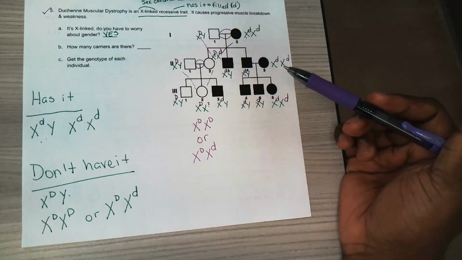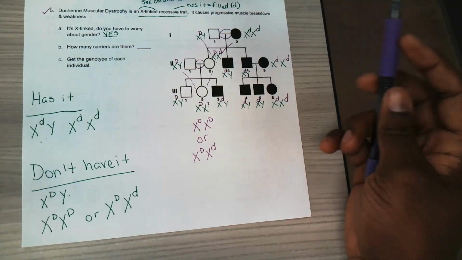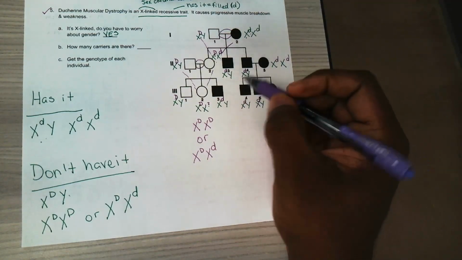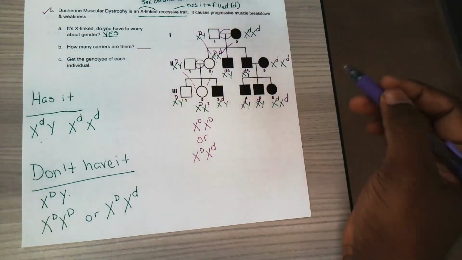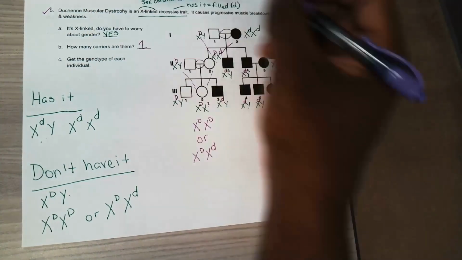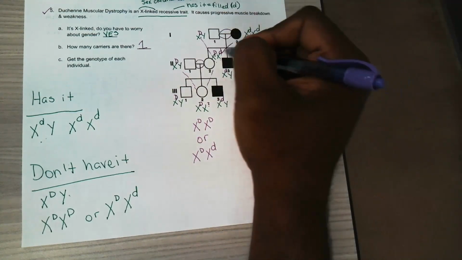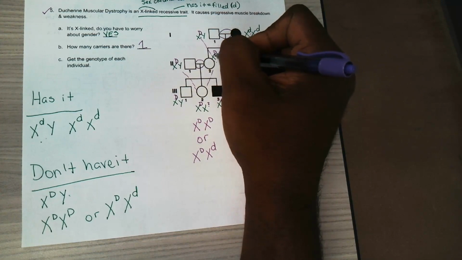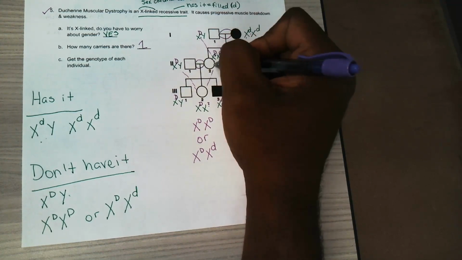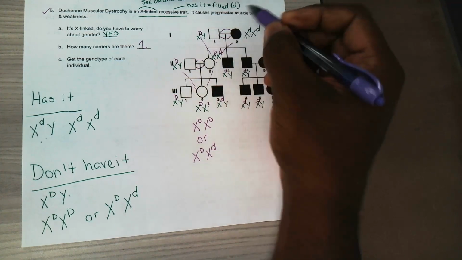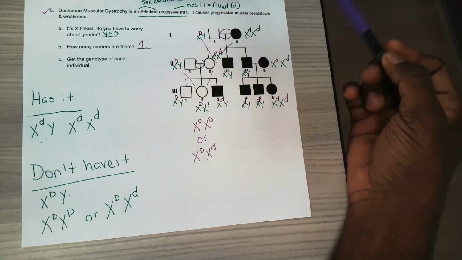So just remember, sex-linked traits are only carried on the X, which is why you don't see anything after the Y. And then our question B, how many carriers are there? Well, if we're looking at this, we have one for sure carrier, and that's going to be this person here, because they're heterozygous, they have the X big D, X little d, which means they don't show the trait, but they could carry it. So that would be your carrier.